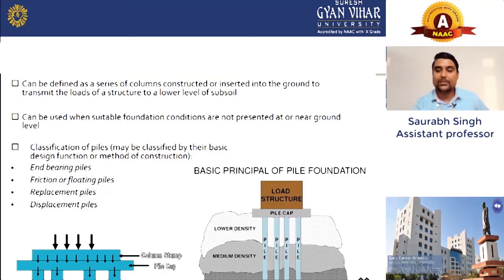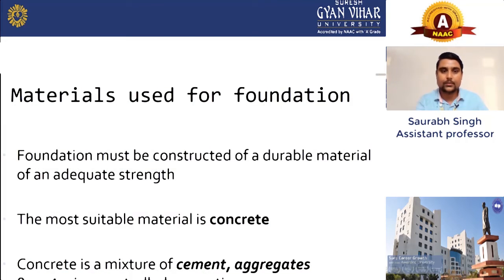As you can see, the density of the upper soil is lower, in the middle it is medium density, and if you see the lower side, it is high density soil. Then what will be the depth of these piles? It will be till the high density soil. That's why it can hold the load of the whole structure.